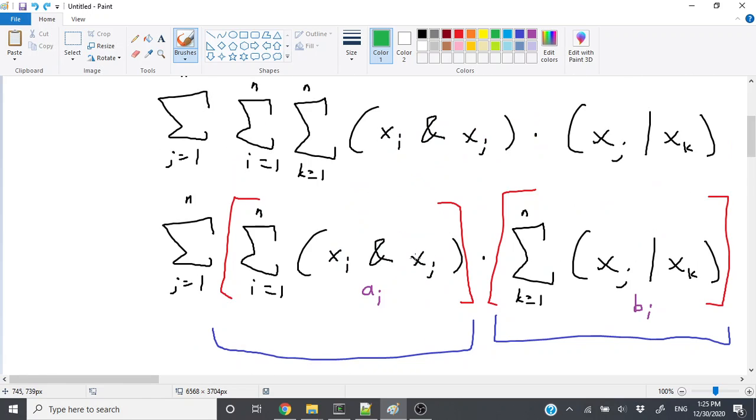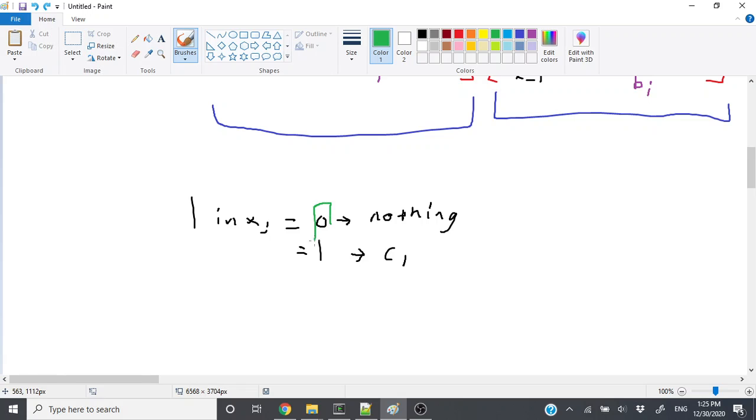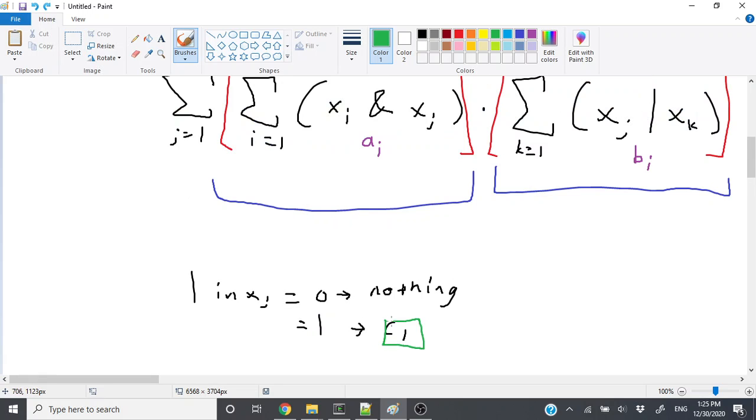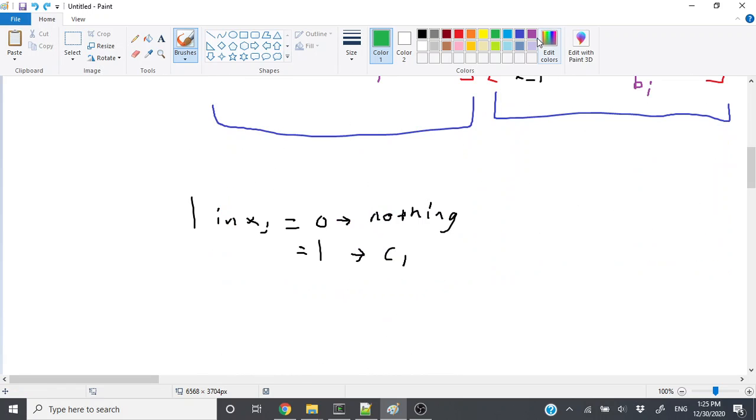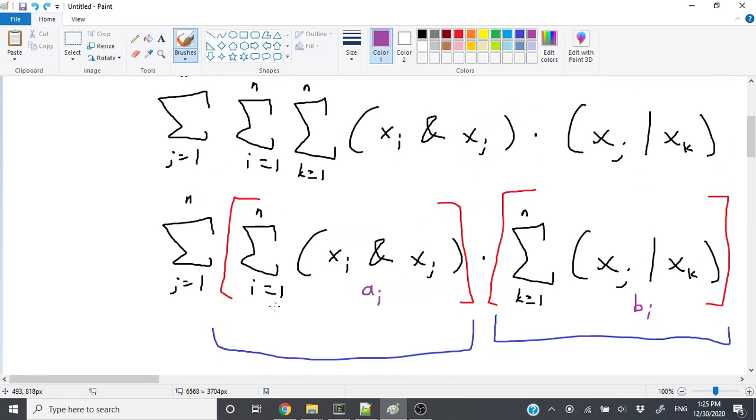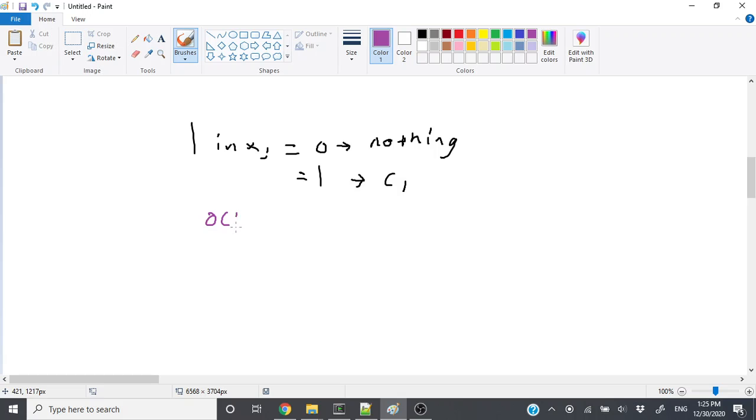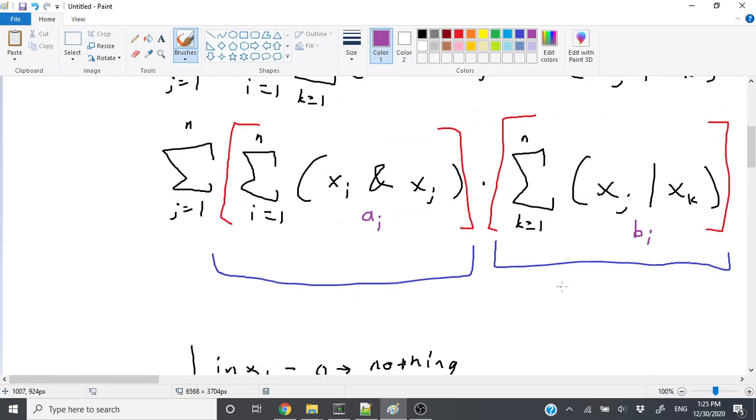So for each bit, if the bit in the j value is 0, we get nothing, and otherwise we get the count of ones. But this is something we can get in O(1). So we can compute this sum in O(number of bits), because now we have some casework, and both of these things are O(1), which is equal to O(log of 2 to the 60th), which is just 60.